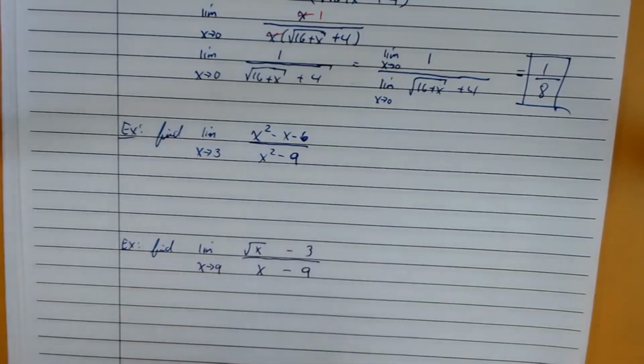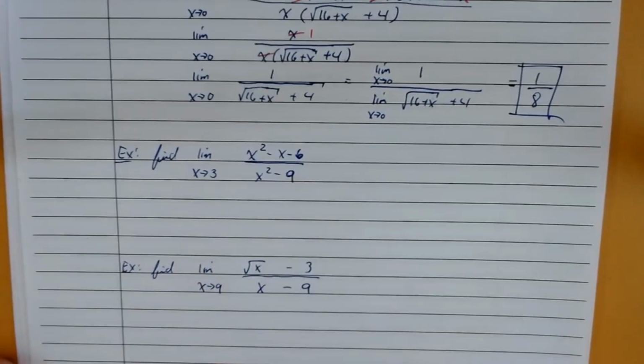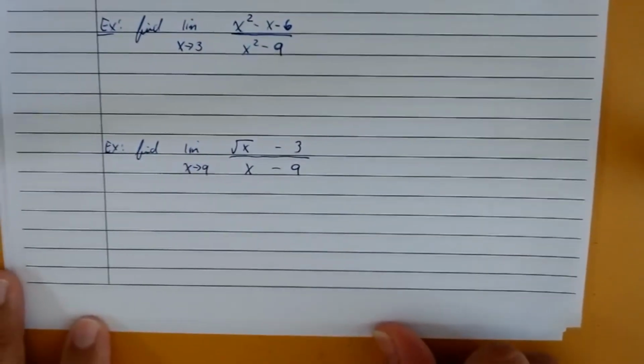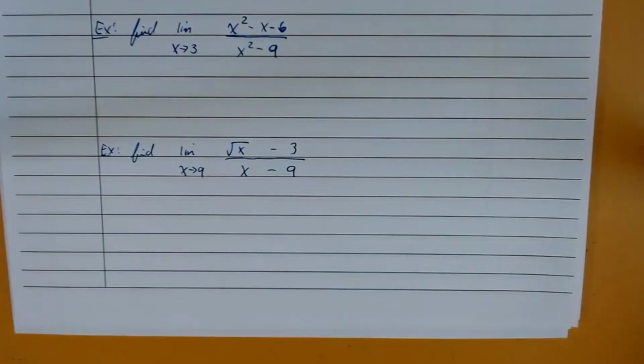Notice if you plug in 9 here, you're going to get 0 over 0. Try to plug in 3 over here, it's going to give you 0 over 0. But you don't need to plug in the number right away. Go ahead and give that a try. Pause the video, give yourself the time you need, simplify as much as necessary, and evaluate the limit. Once you have your results, go ahead and unpause, and we'll go through that together.